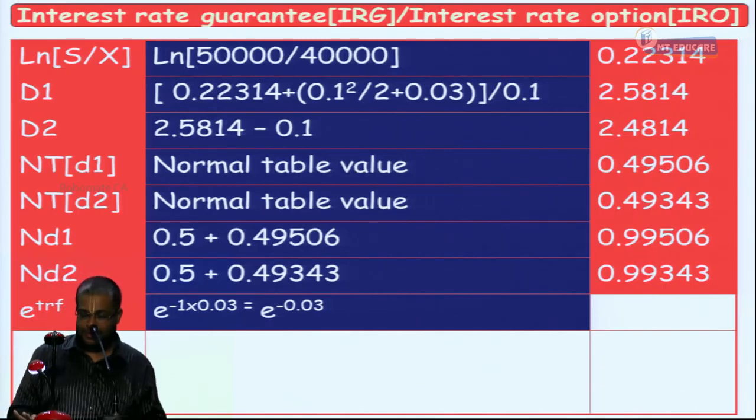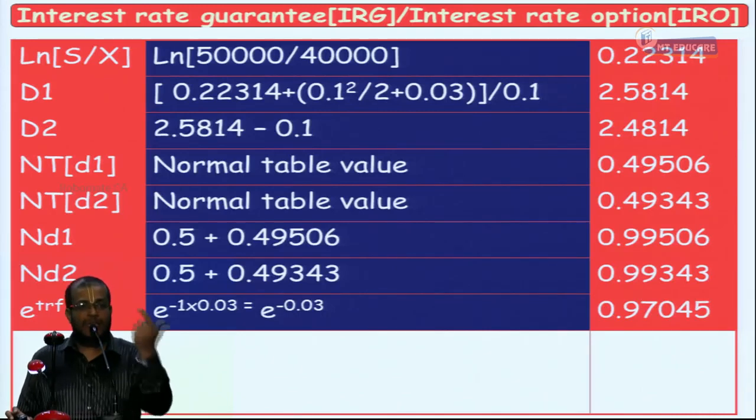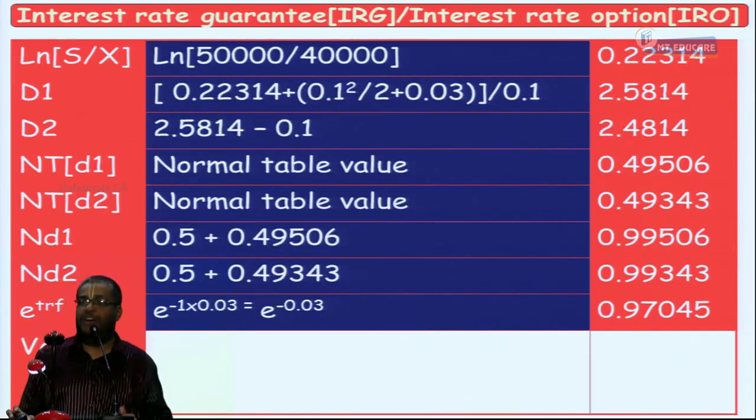1 divided by 1.03045. What number please? 0.97045. E power minus TRF is 0.97045, having the numbers in 5 decimals. Next, I have to find out what?